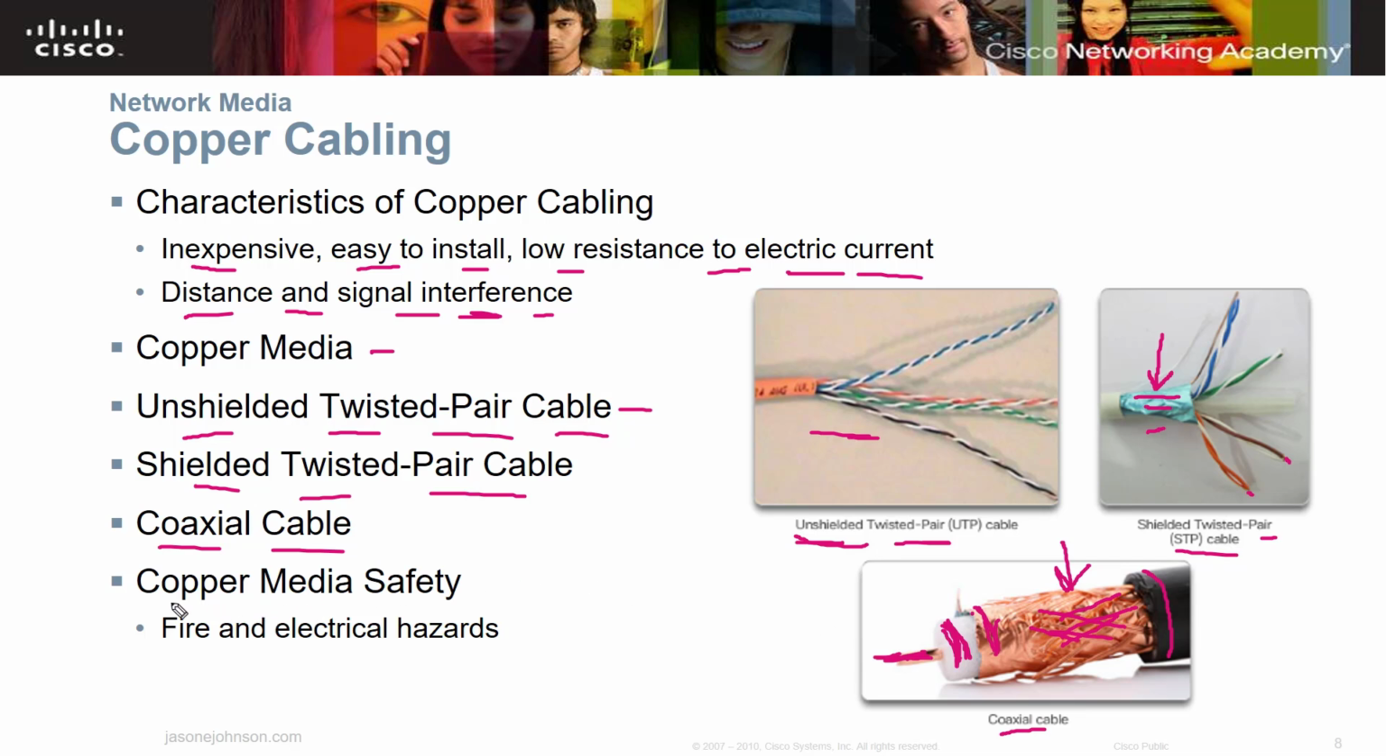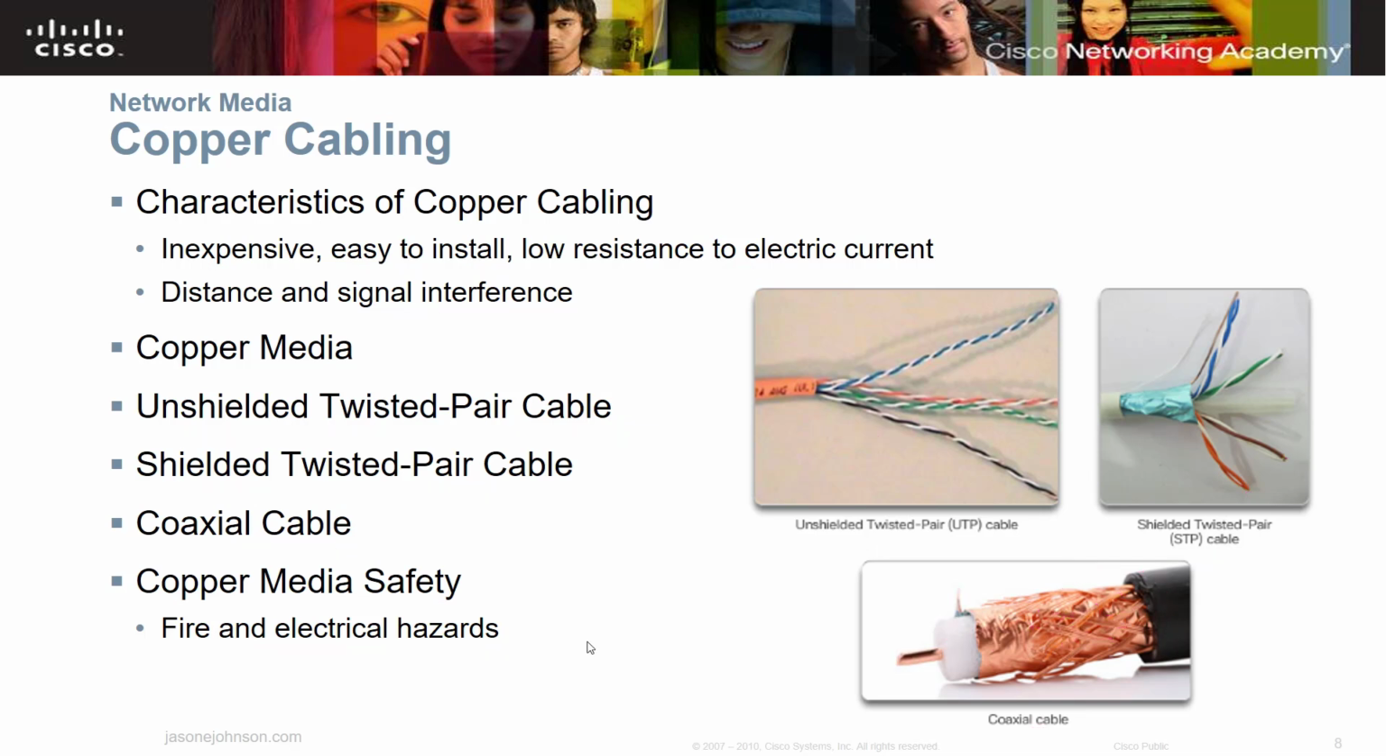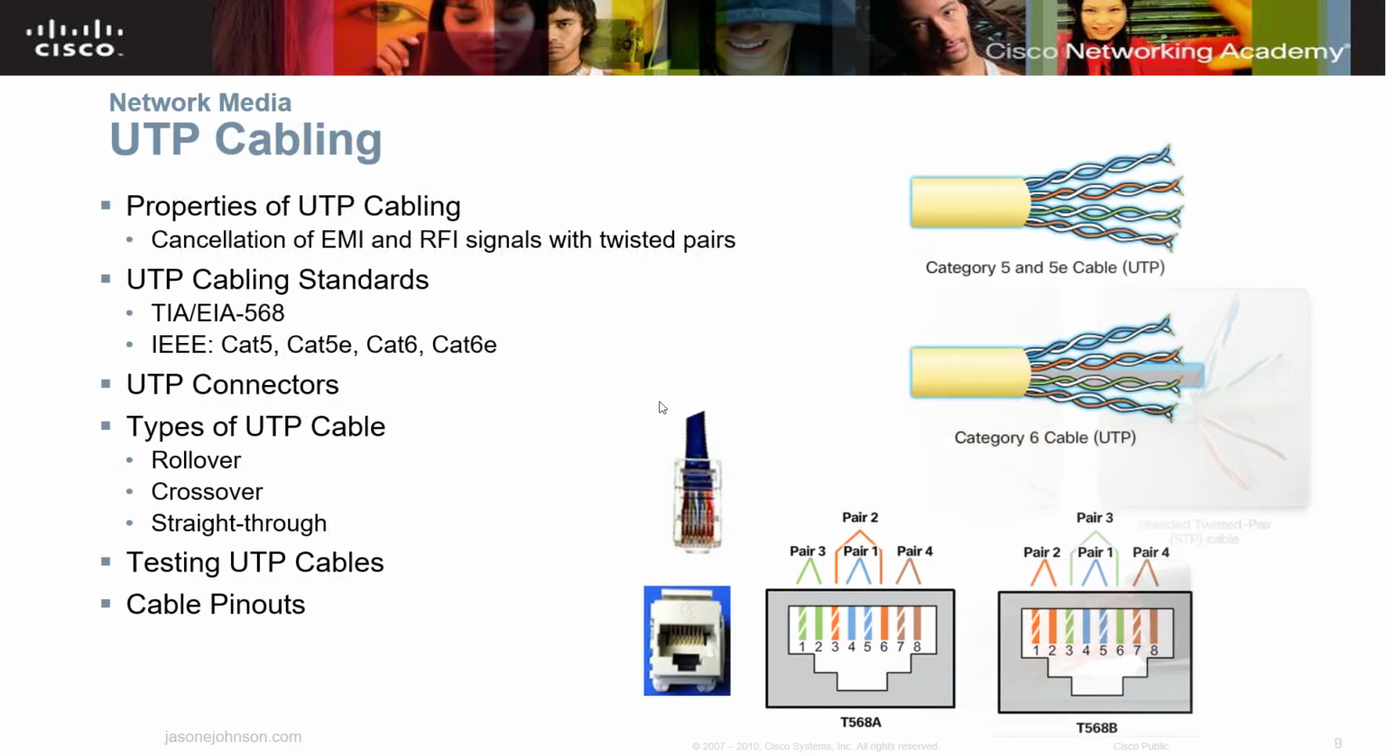So when we're talking about copper media safety, though, you want to be careful about fire and electrical hazards, because even though you're not going to be electrocuted by these wires, by the signals that are sent across the network, you could be working around electrical outlets and things like that. So you just want to always keep safety in mind when you're working with cabling and putting cables in place.